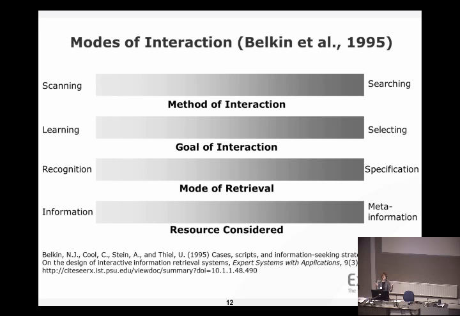So if I'm looking between scanning and searching, depending on what I have in mind, I'm either searching for something specific or scanning a list. Or do I want to select something, or just to know whether it exists, or anywhere in between? Or do I know exactly what I want, or I just know it when I see it? Or do I want just the meta information, the metadata, or do I want the information itself?